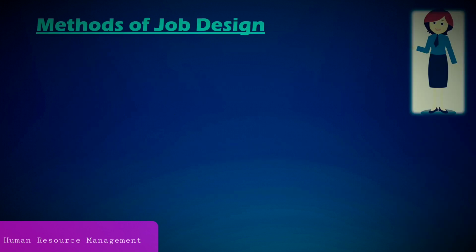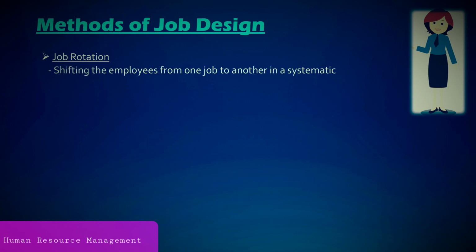Let's look at the methods of job design. Here I'm going to discuss 4 methods: job rotation, job enlargement, job enrichment, and job simplification. We'll go one by one. In job rotation, employees are moved from one job to another in a systematic manner. However, the jobs remain unchanged while the employees are shifted from one job to another.